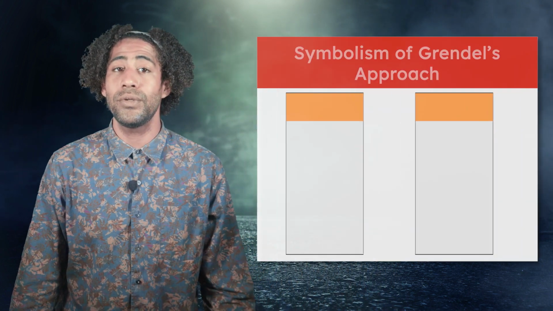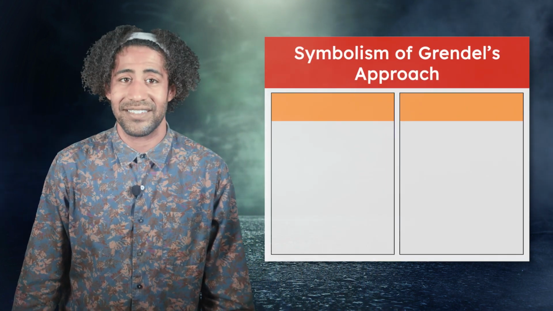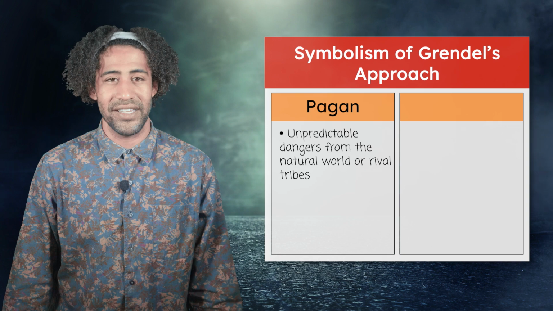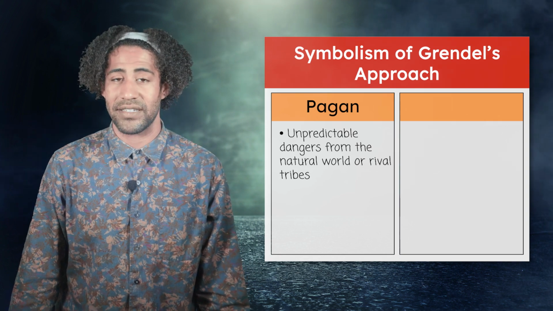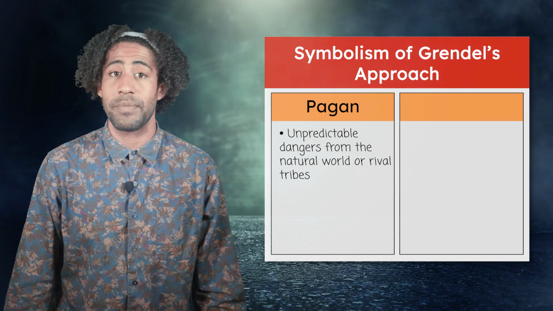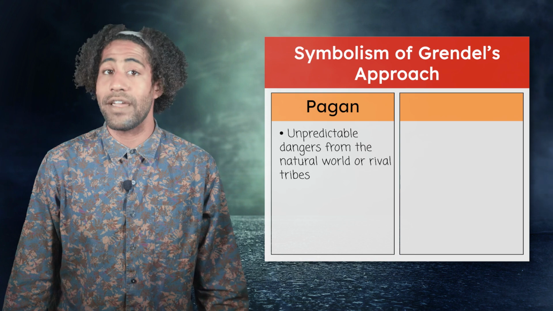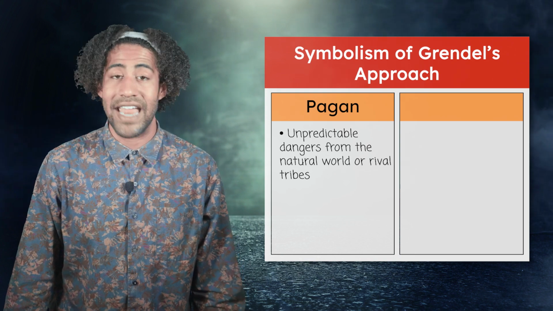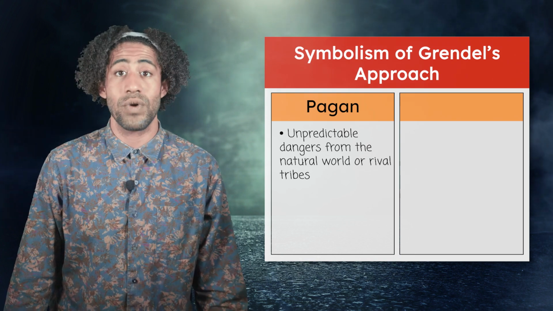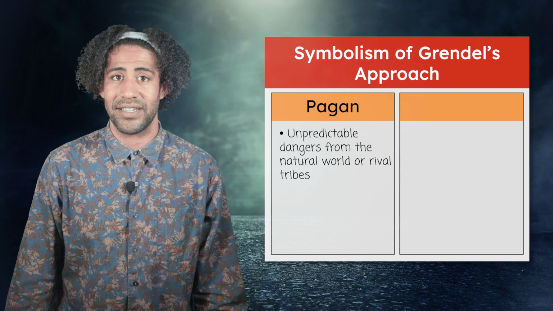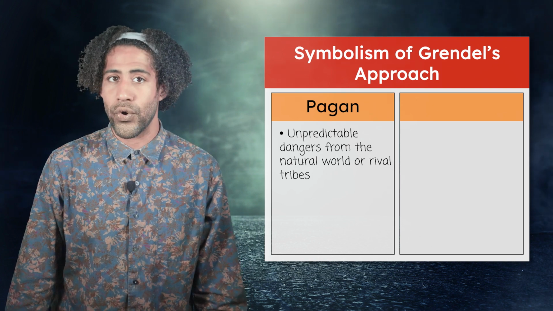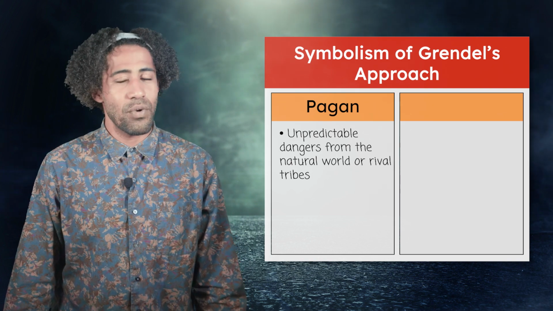Grendel's approach through the fog represents the looming threat of chaos. For the pagan audience, these forces of chaos, like unpredictable dangers from the natural world or rival tribes, were real and constant fears. Grendel embodies that chaos, threatening the safety and order of Heorot. But there's more to it.